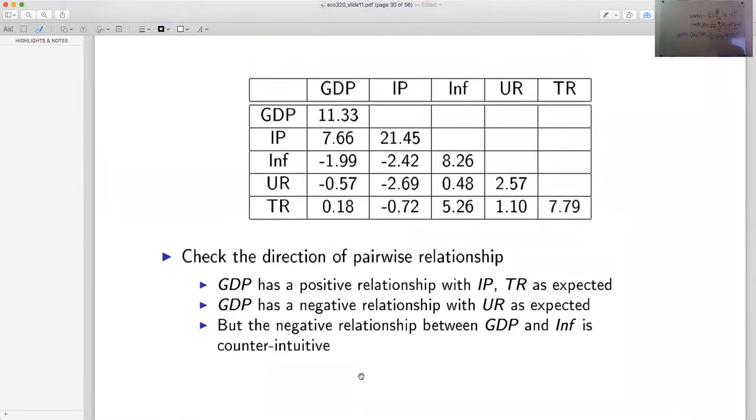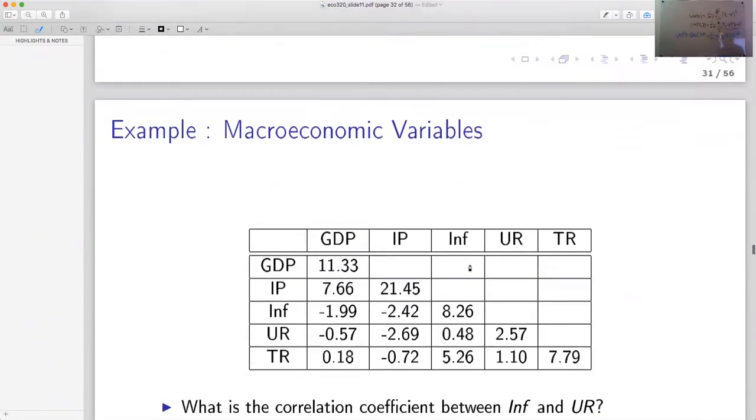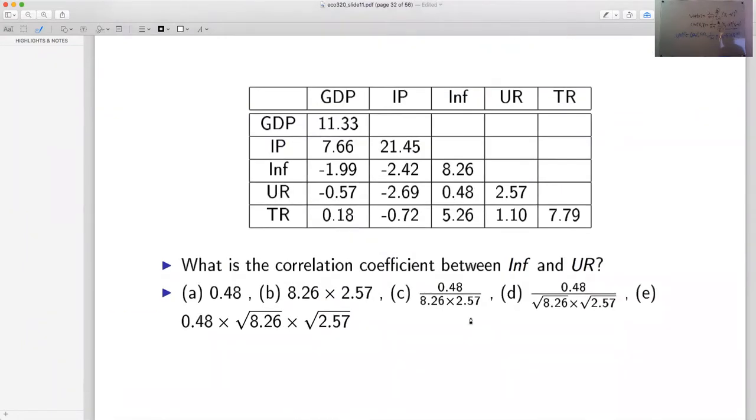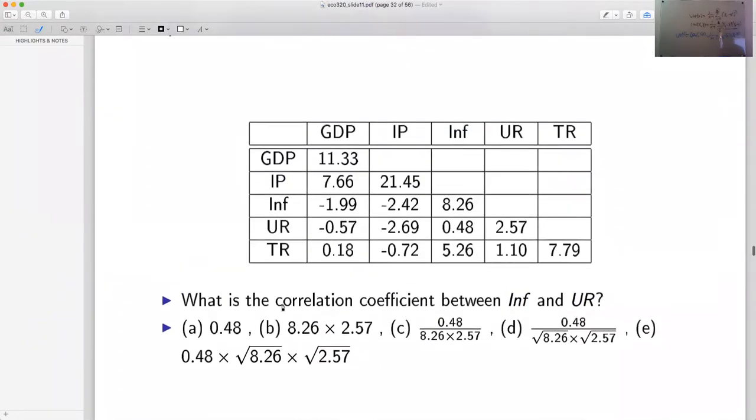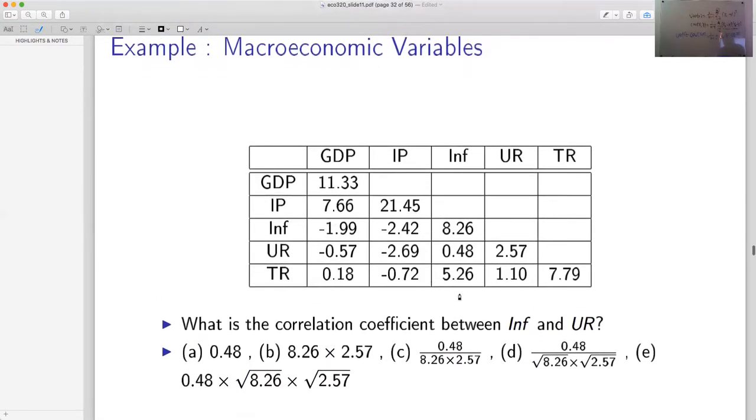So when you want to write a draft based on associations, you always care about these signs a lot and see whether they are making sense or not. So now I'm going to move to, okay, let's say what is the correlation coefficient between inflation and UR? Actually, this is a very, very good example.